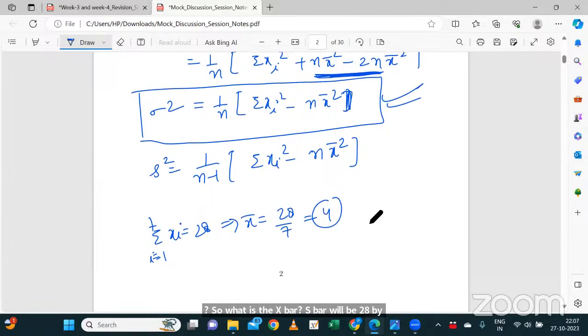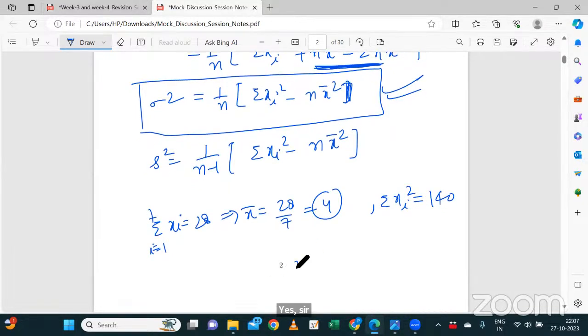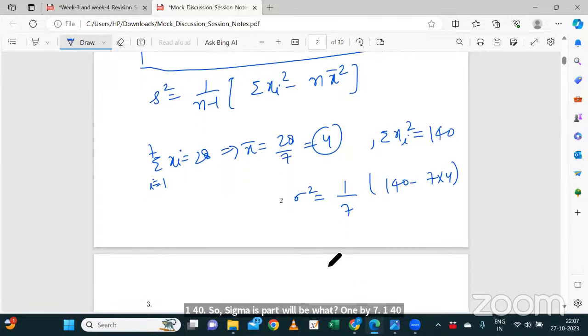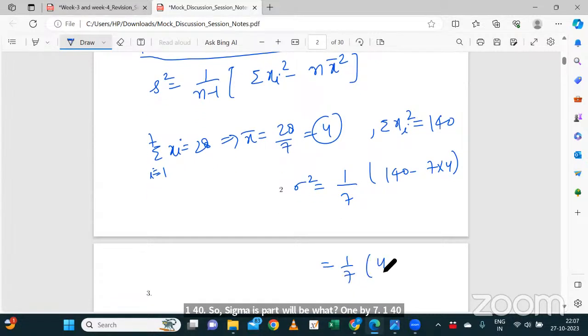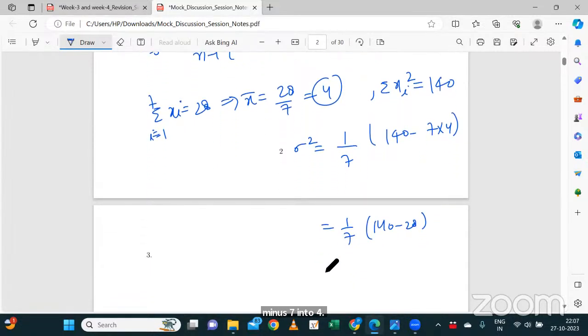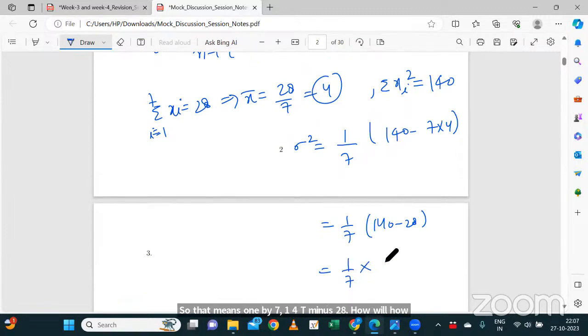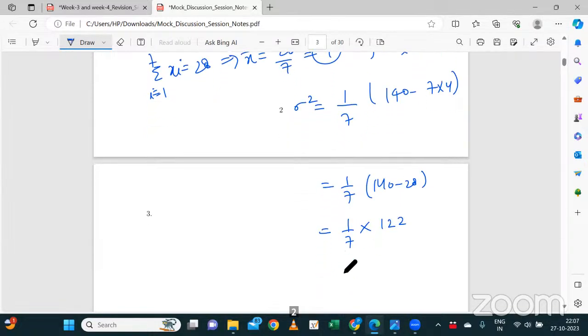4. And summation of xi square is given as how much? 140. So sigma square will be what? 1 by 7, 140 minus 7 into 4. So that means 1 by 7, 140 minus 28. How much will be remaining? 112. It will be 4 squares, so it will be 16. Sigma square is 16.